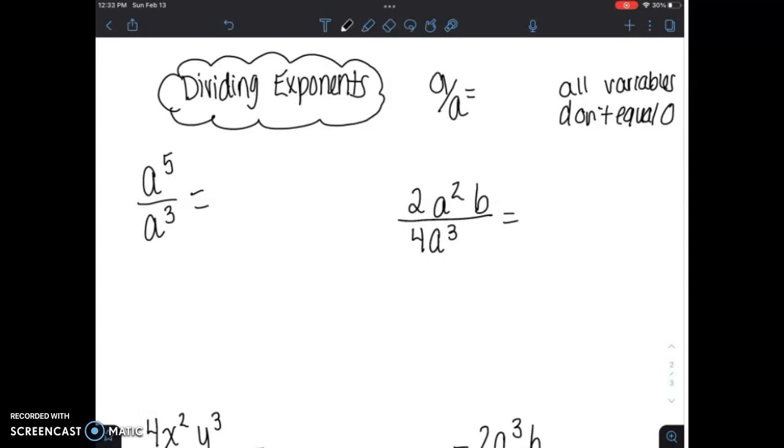Hello, in this video we're going to go over dividing exponents. So this is using the division properties of exponents to simplify our expression. And before we get started, there are a couple of things that we have to make assumptions about.